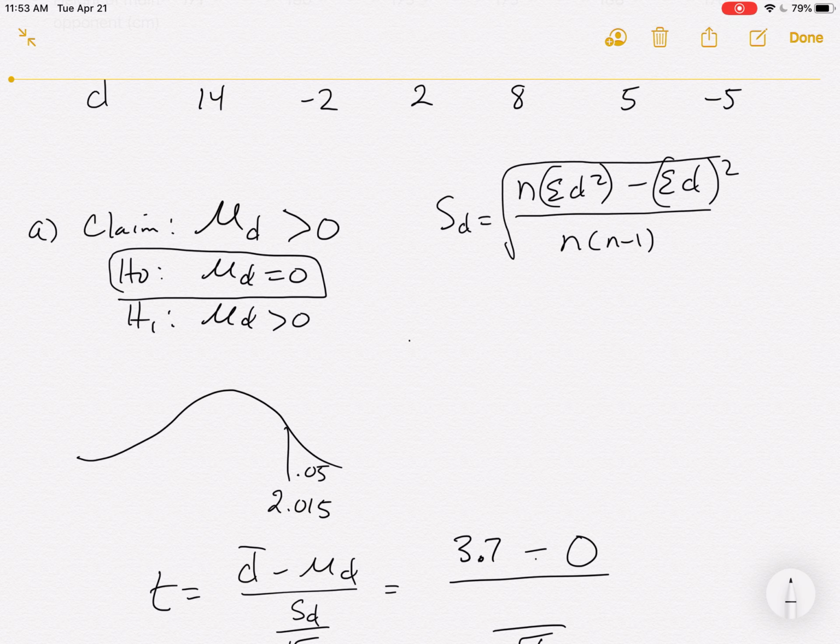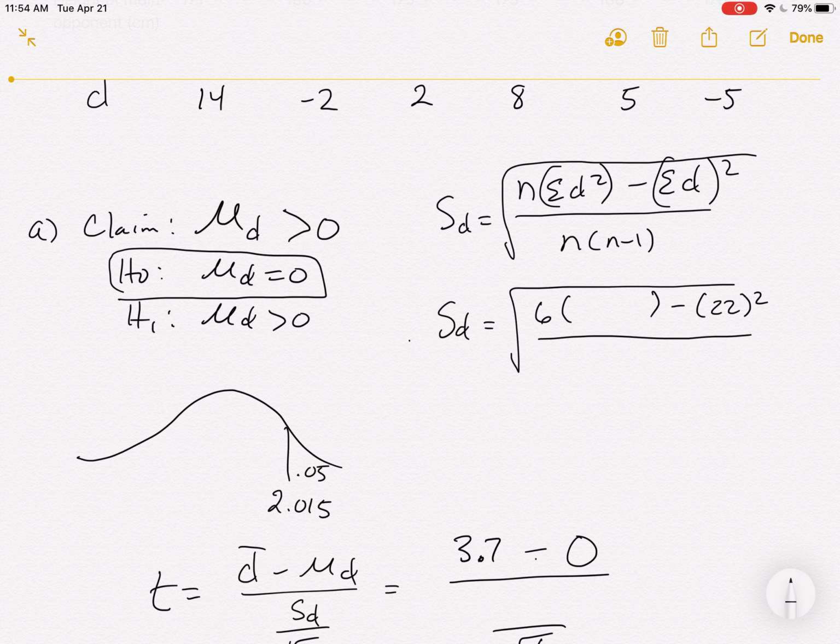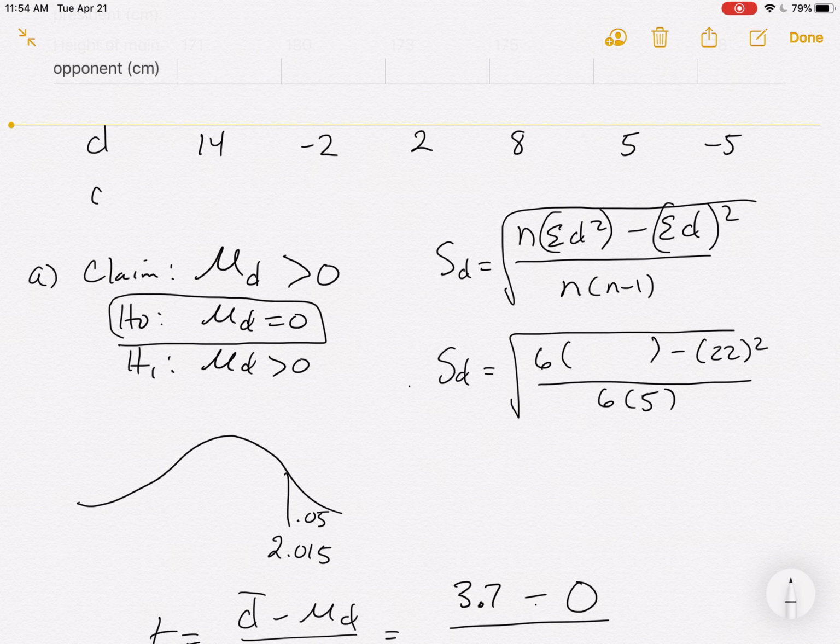And what you'll find if I do this nicely is that you have almost everything. You know n is 6 because you have 6 differences. You do not know the sum of the d squared, so we're going to leave that blank. But we did find out that the sum of the d's was 22, and we're going to square that. And that's all divided by 6 times 5. So all we have to do is get the sum of the d squareds, and you can start to see why they call this the shortcut method.